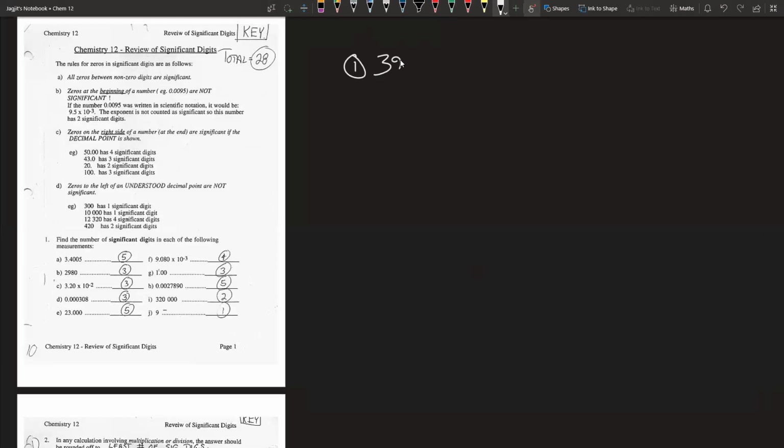If I give you 324, how many sig figs are there? 1, 2, 3. All of these digits matter. So we have 3 sig figs. What if I make it 3240? In this case, the 0 at the end is not going to count. So it's only 3, 2, and 4. So we still have only 3 sig figs.